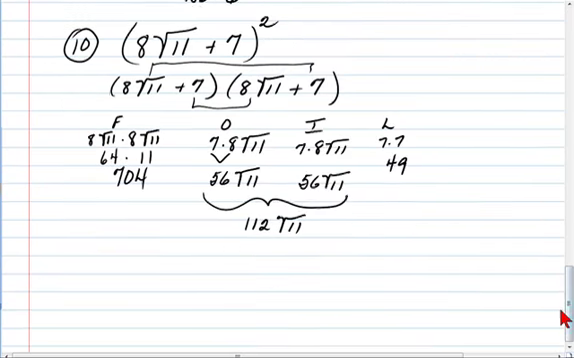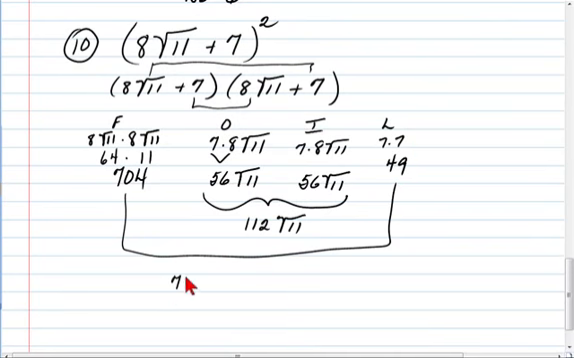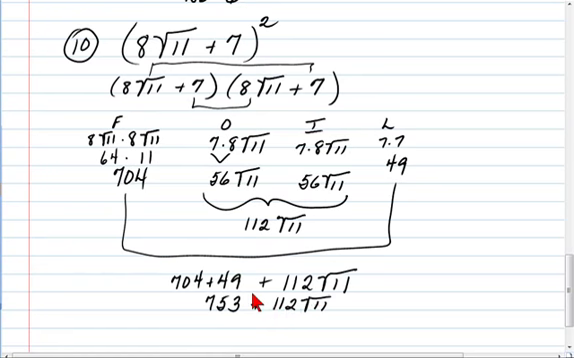Usually when you multiply things like these, you're going to get some real numbers. You're probably going to get some rational numbers and some irrational numbers. So if I add my 704 and my 49, and I've already added the two radicals together for 112 square roots of 11, if I add these two together, I get 753 plus 112 square roots of 11. And that's kind of a big, ugly product, but keep in mind that this will be multiple choice and the correct answer will be sitting there waiting for you.